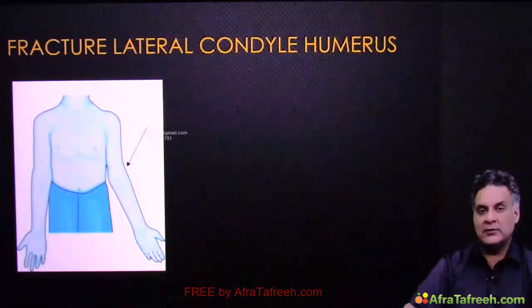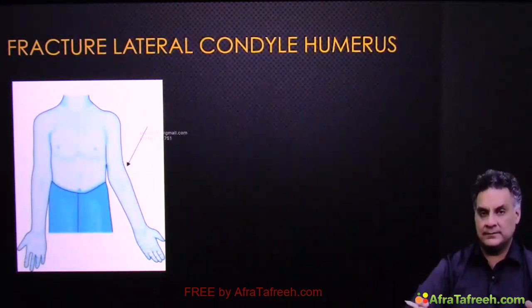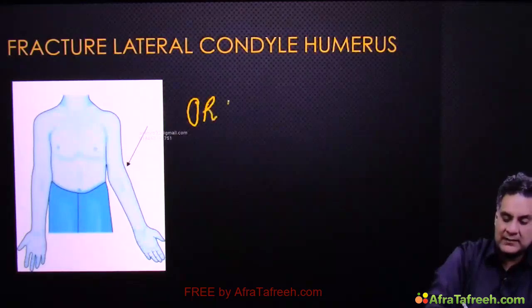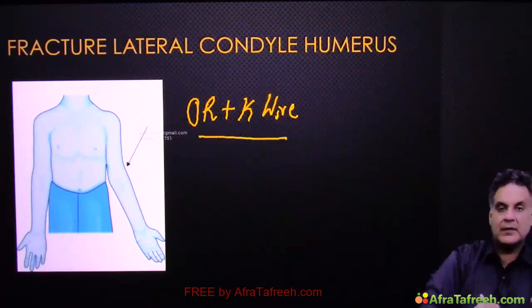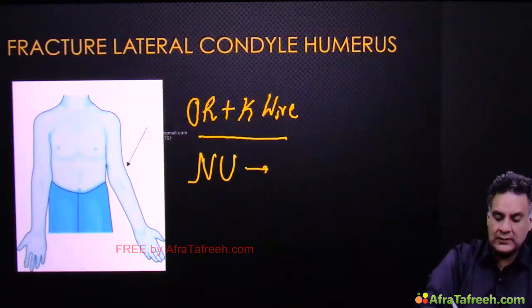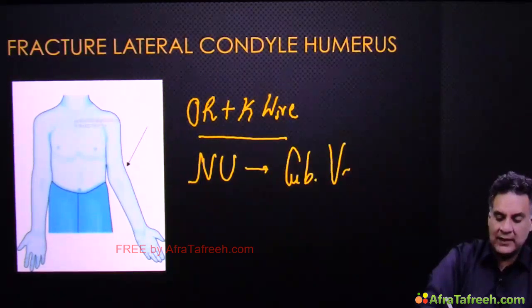Fracture lateral condyle humerus. It's intra-articular. Damages the joint. Treatment, open reduction plus stainless steel wires called as a K-wire fixation. Their complication is non-union, causing cubitus valgus.